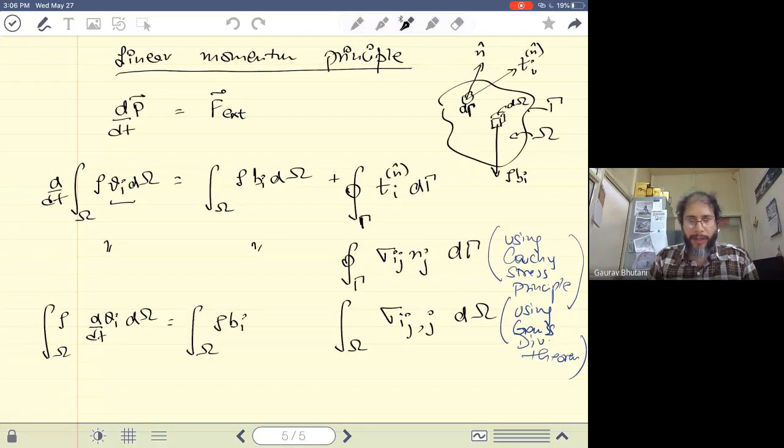So now the good thing is that all the integrals are over the volume, so we can combine the terms. So 1 second, the laptop's almost out of battery.